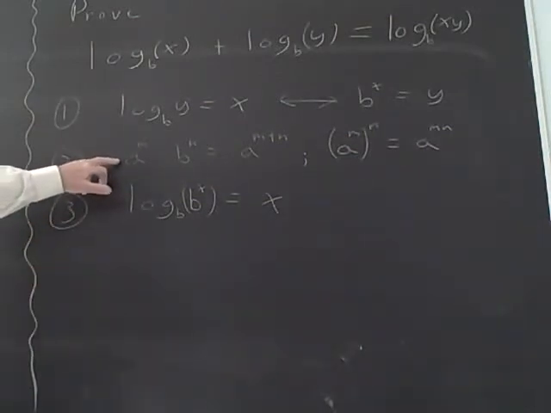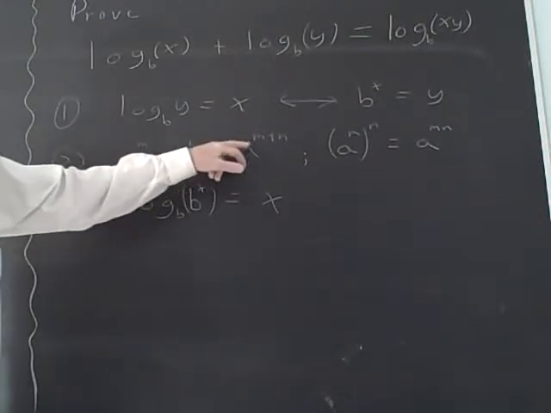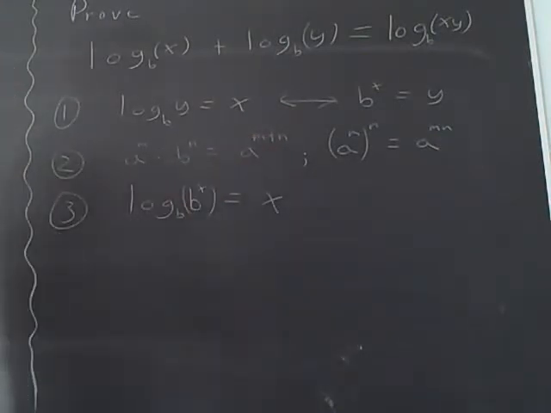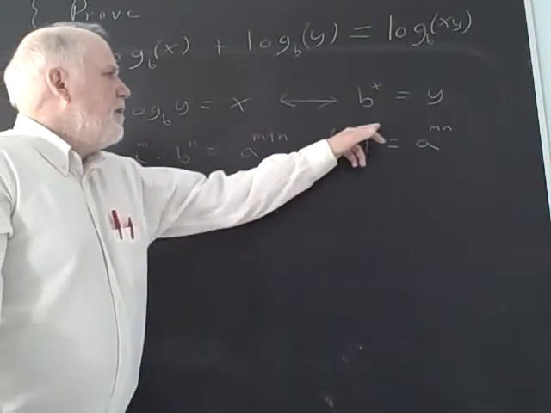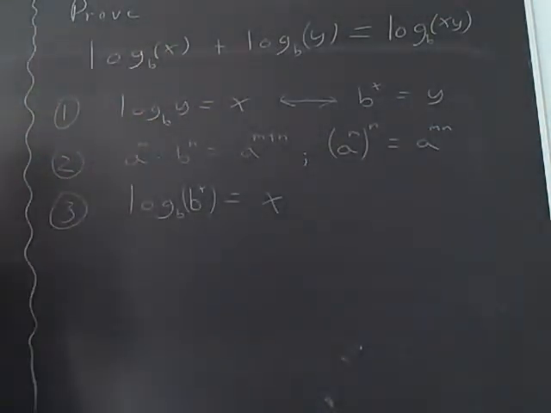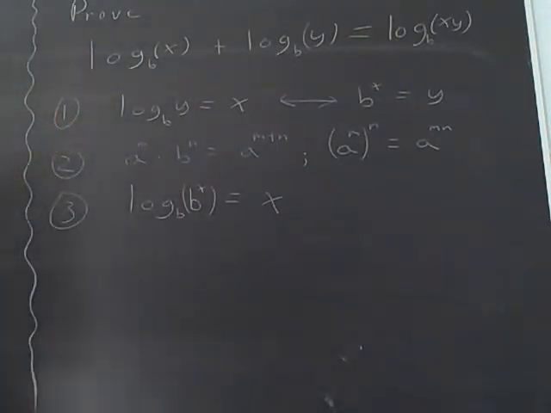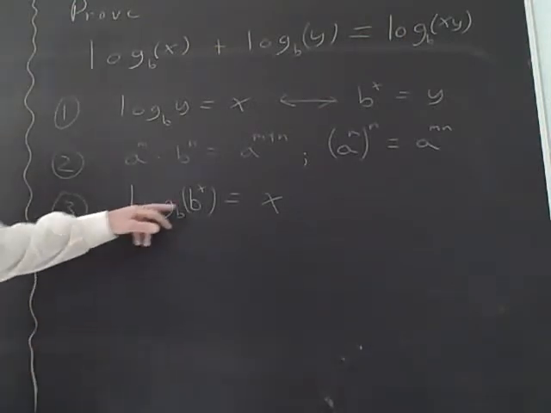Also, you should know a couple exponent rules, that a to the m times a to the n equals a to the m plus n, and a to the m to the n power is a to the m times n, for m and n real numbers, and of course where all roots must exist. Those rules apply.